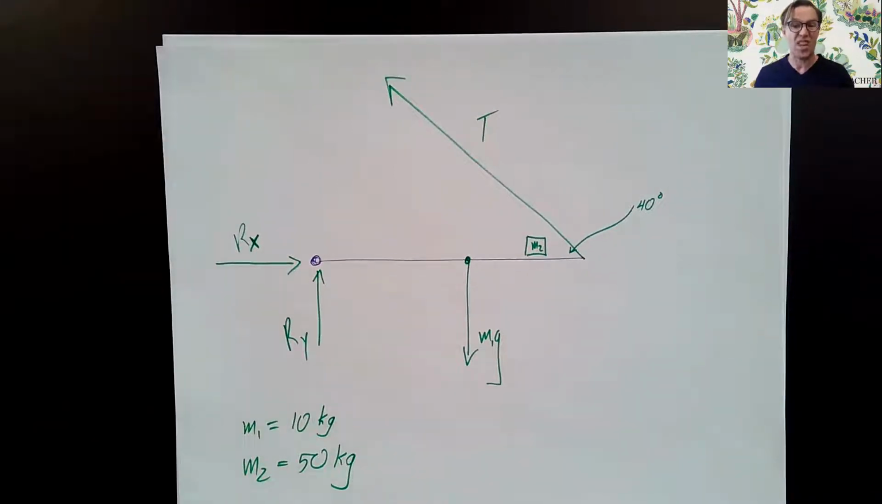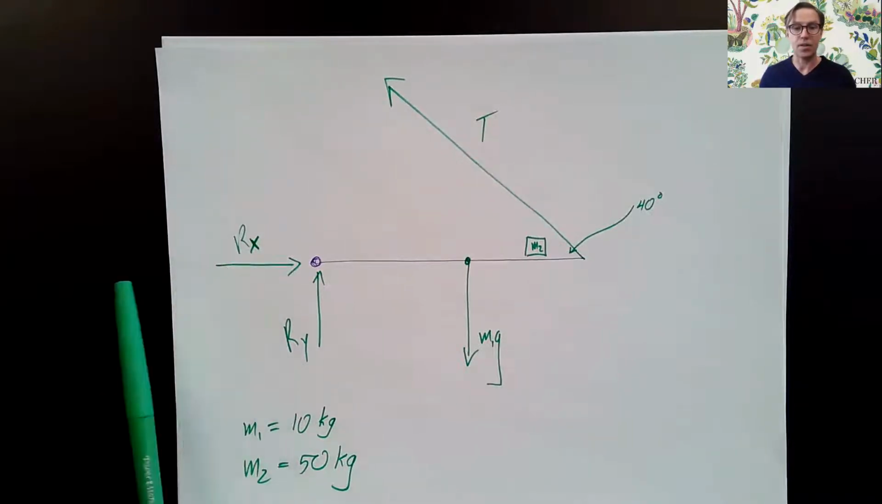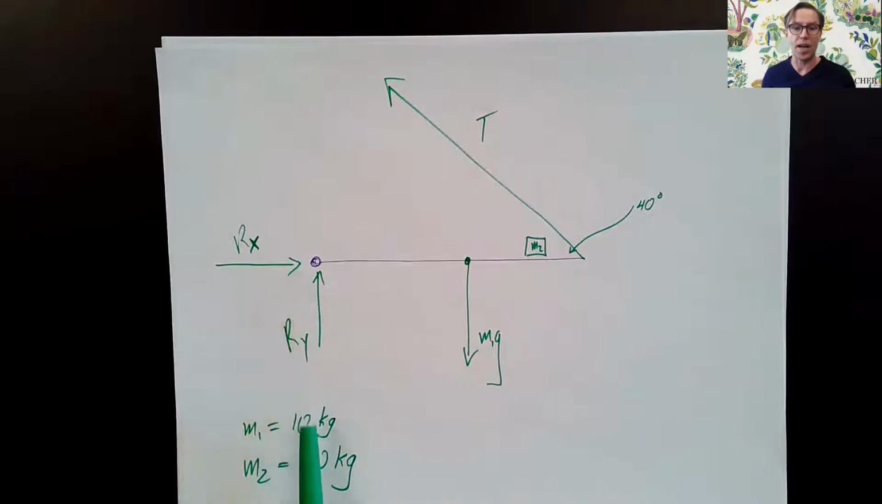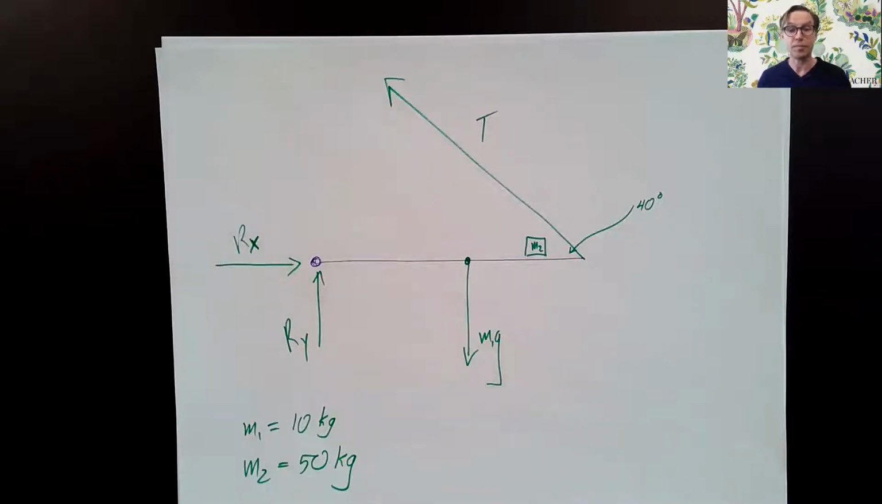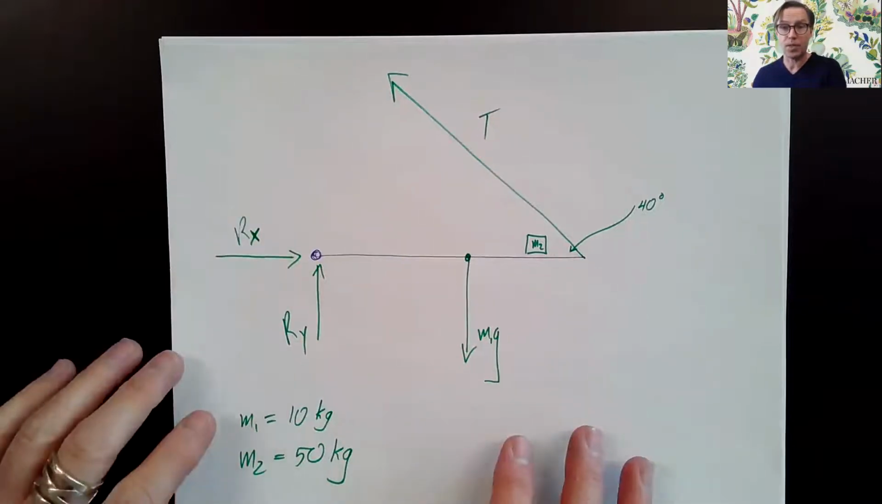Given those things, what is our X? How hard does the wall push the board right? What is our Y? How hard does the wall push the board up? And what is T? How hard does the string have to pull on the board? So that is the question.